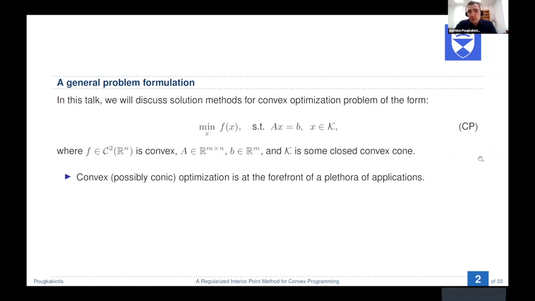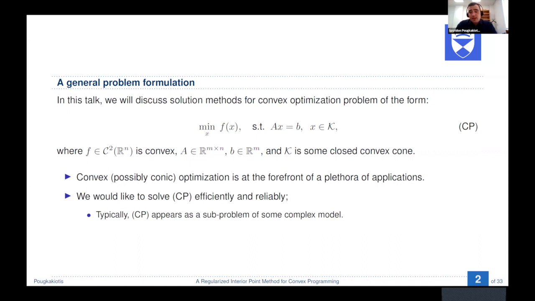Now, these types of problems are ubiquitous in applications, and there is a very good reason for that. On the one hand, convex optimization enables great modeling capabilities, but on the other hand, it is also amenable to efficient optimization. We would like to be able to solve these types of problems efficiently and reliably.